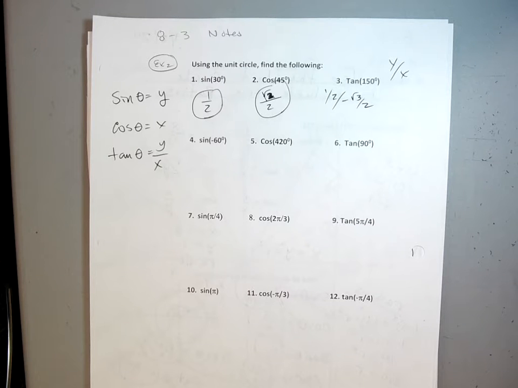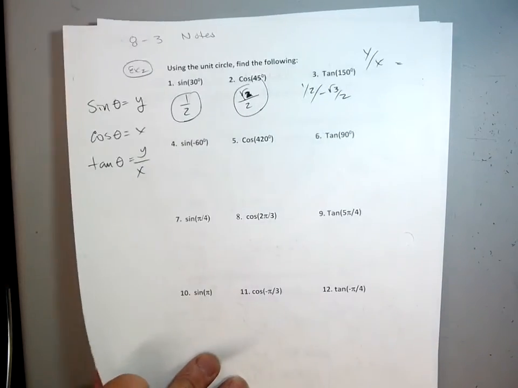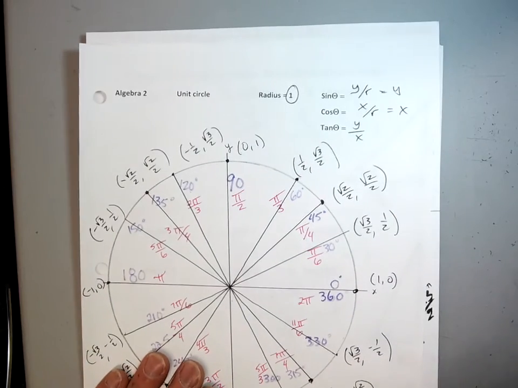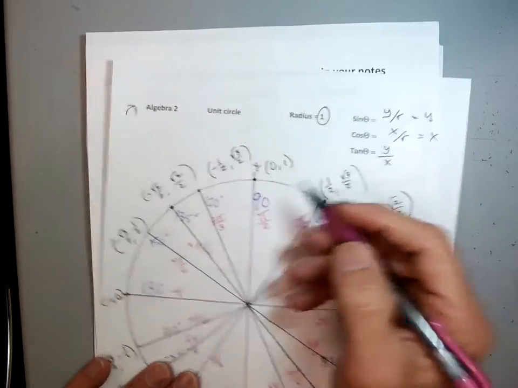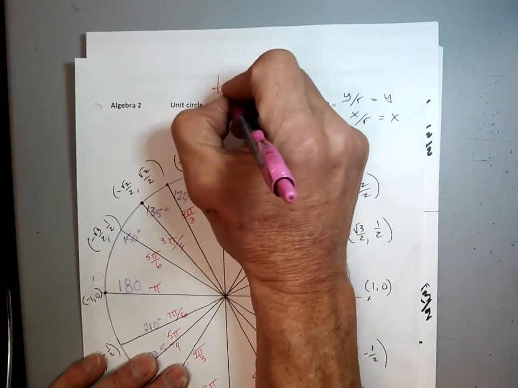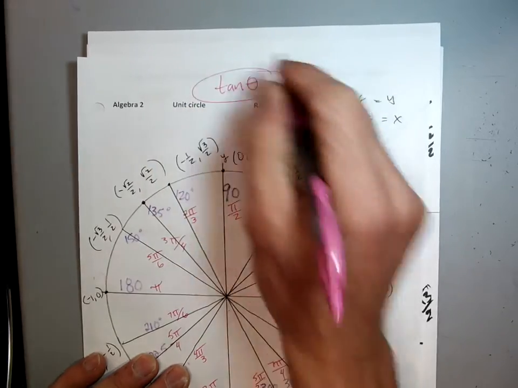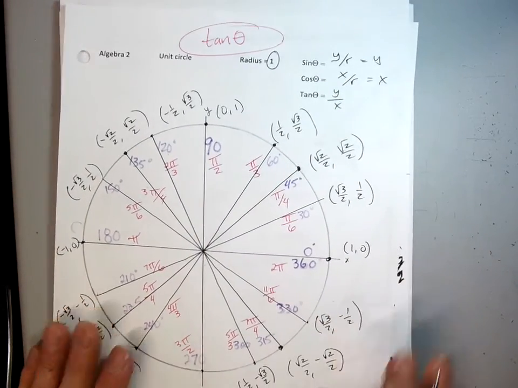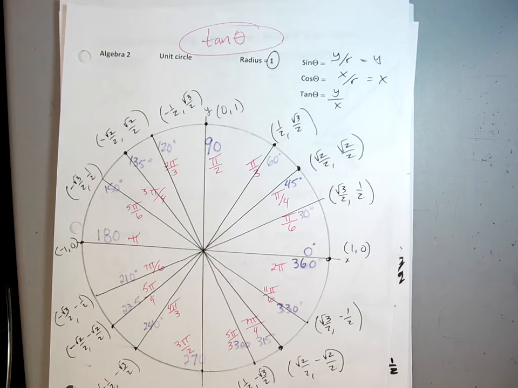So what we did, and I think you guys should add this also, is we put all the tangent answers on the circle to make it easier for you. So you got your circle handy? Let's go back to your circle real quickly. I'm going to put my tangent values for all my circle on my circle in this pinkish color. So let's put those up there.